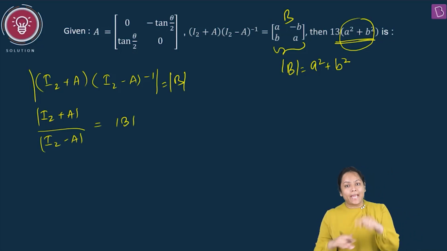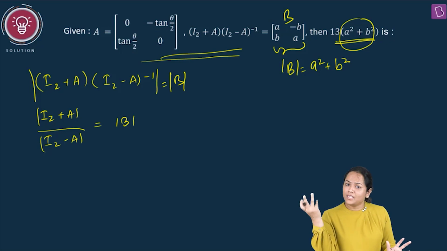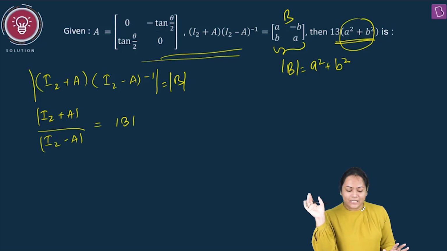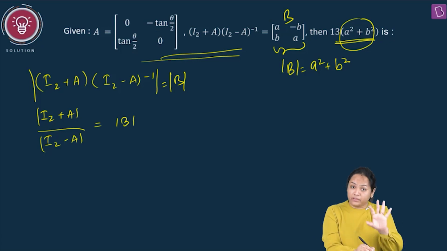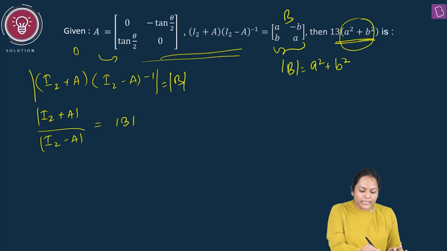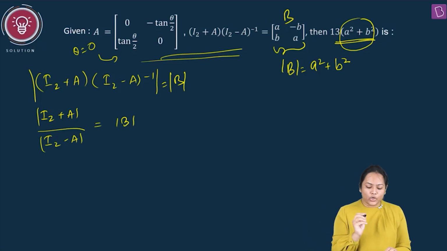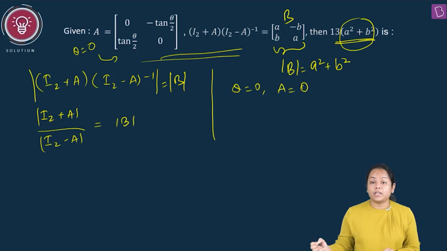Now, I'm telling you two different things here. First of all, since this is valid for all values of theta, because A square plus B square definitely will be independent of theta, I can put any value of theta and get the answer, right? So that is one thing. If you want to take any value of theta, you can take theta as 0. So your A is going to become a null matrix.